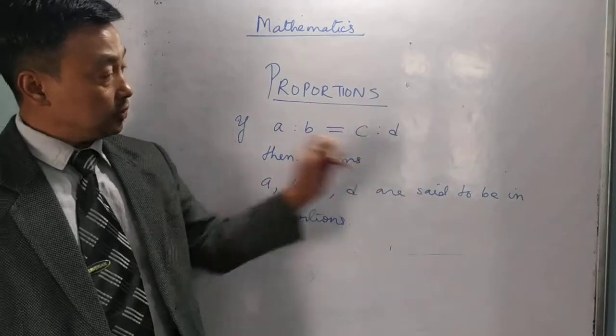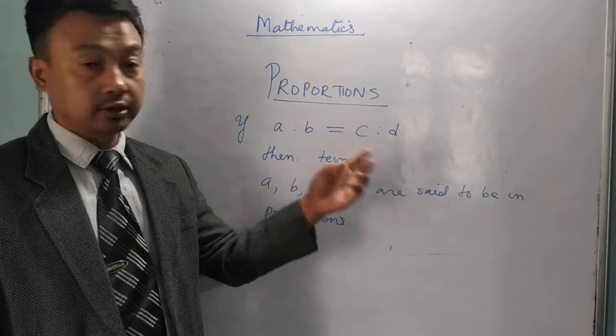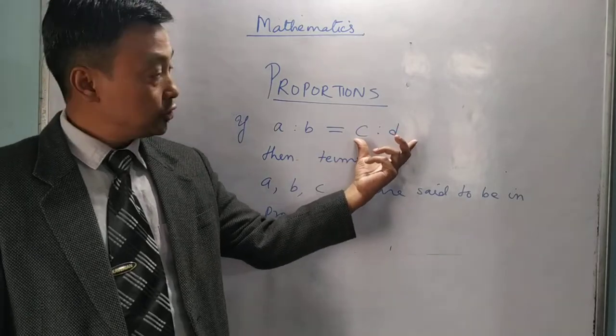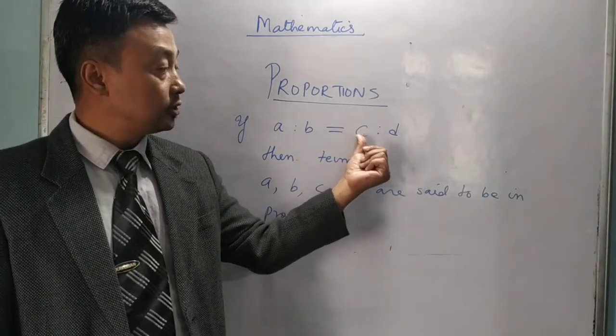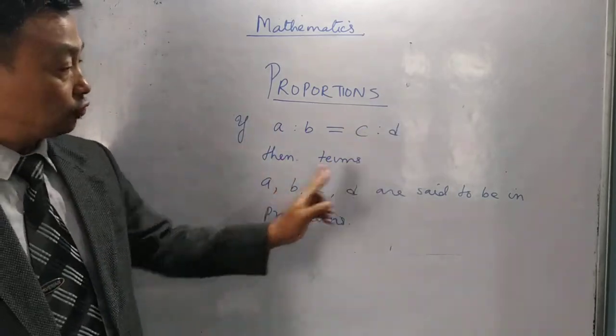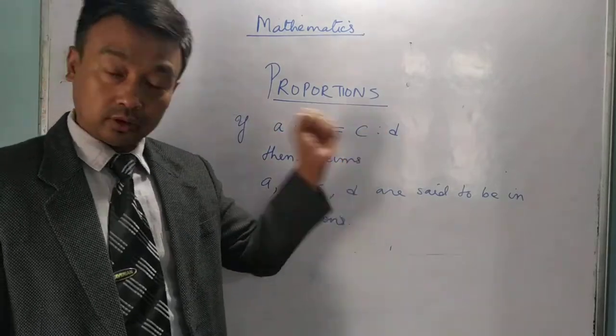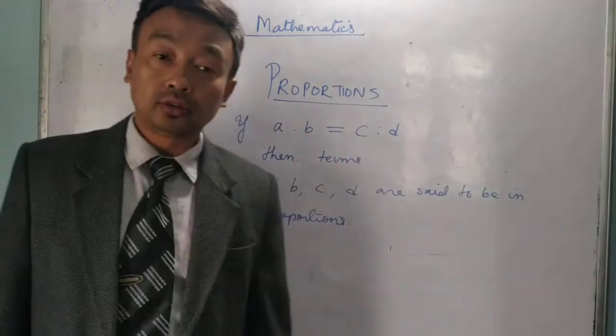Now just see, there are two ratios. A is to B, this is the first term, second term. You have the second ratio, C is to D, this is the third term and this is the fourth term. So there are four terms altogether and these four terms are said to be in proportion when they are equal. Alright, these terms are also called the quantities.